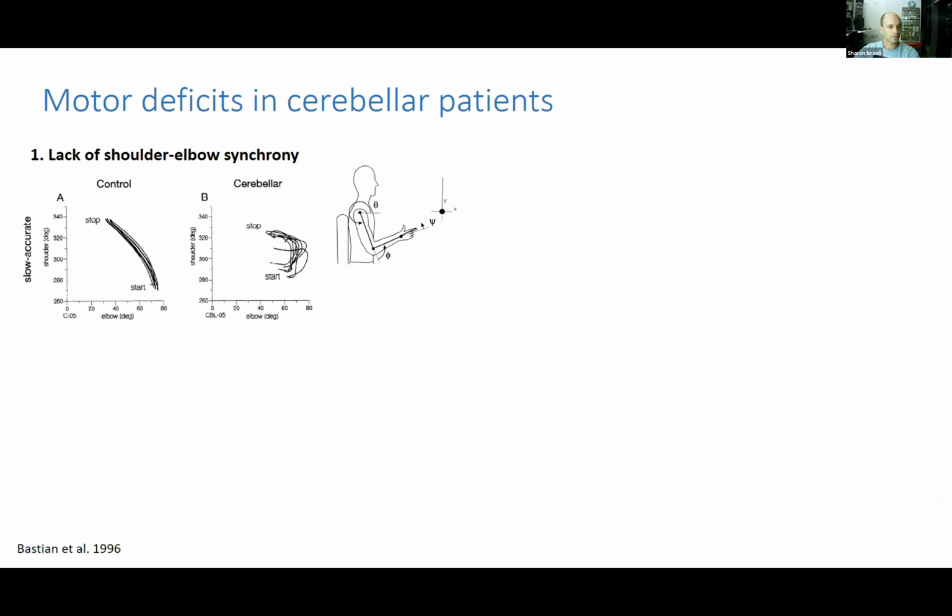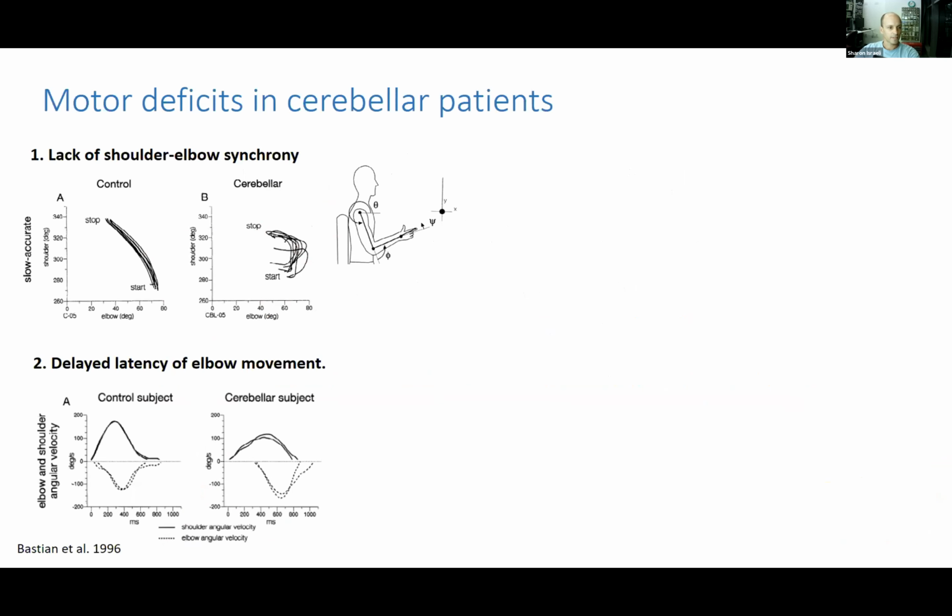The cerebellum is considered to have a major role in movement control and in motor adaptation. As such, damage to the cerebellum impairs the ability to predict and produce motor commands in given dynamics. Bastian and colleagues in 1996 illustrated a lack of shoulder-elbow synchrony, as indicated by the sharp break in joint movement curvature. Cerebellar patients also demonstrated delayed latency of elbow movement relative to control participants.